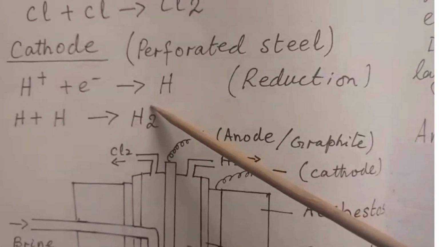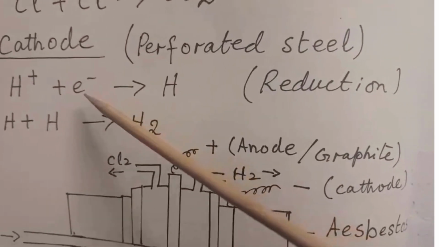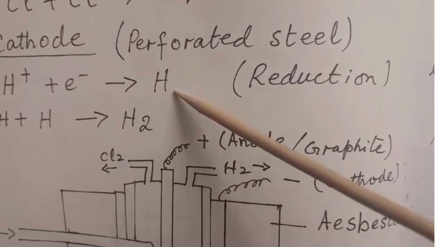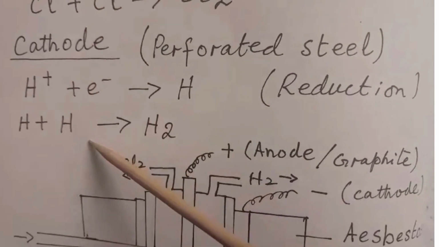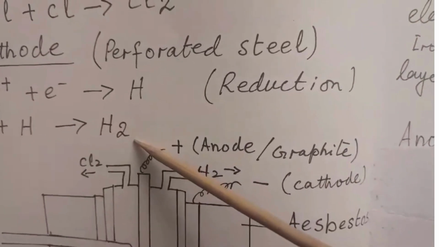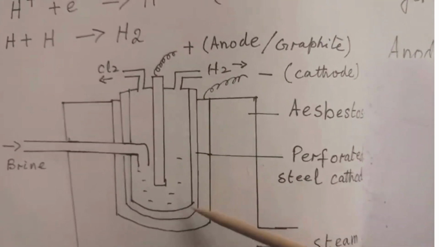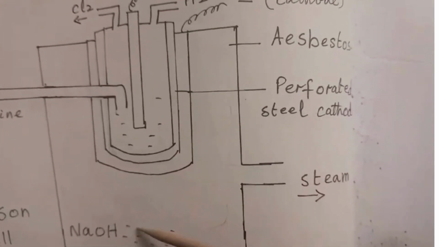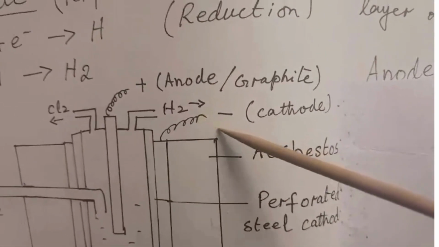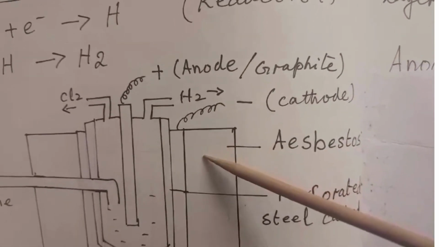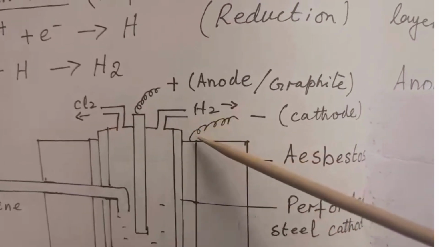At the cathode, the cation H+ will get reduced by addition of electron and it is going to form the neutral hydrogen atom. The two hydrogen atoms combine chemically, form the covalent bond and make the molecule of hydrogen gas. The two ions which are not discharged, that is the sodium ion and the hydroxide ion, are going to make the sodium hydroxide which settles at the bottom, and the byproducts of this electrolytic cell, which are the hydrogen and chlorine gas, are also used industrially.